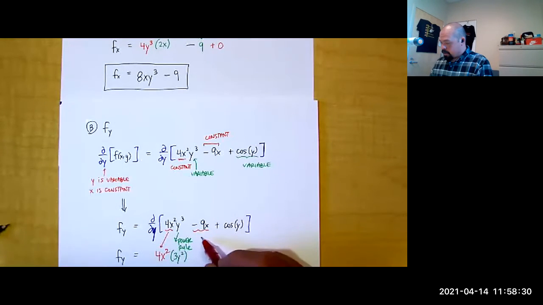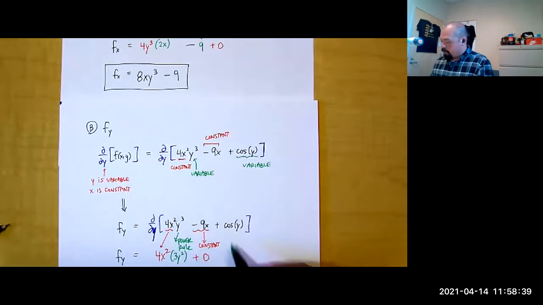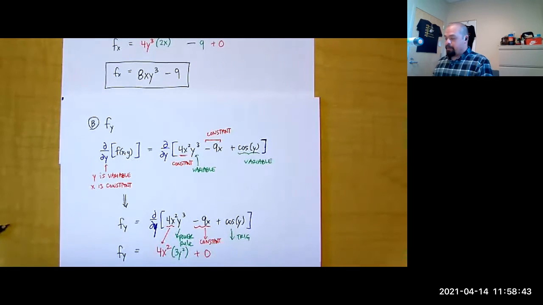This constant, so minus 0 or plus 0. And now there's just our regular trig. We're going to get the derivative of cosine, negative sine, of that independent variable y.